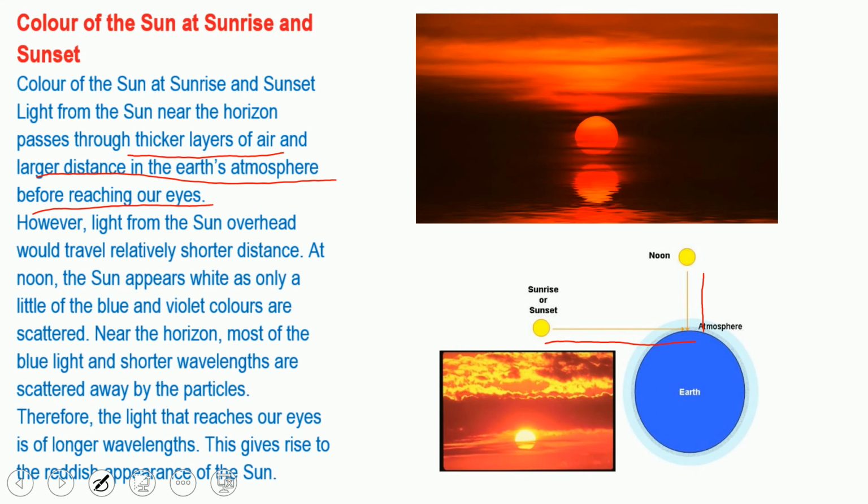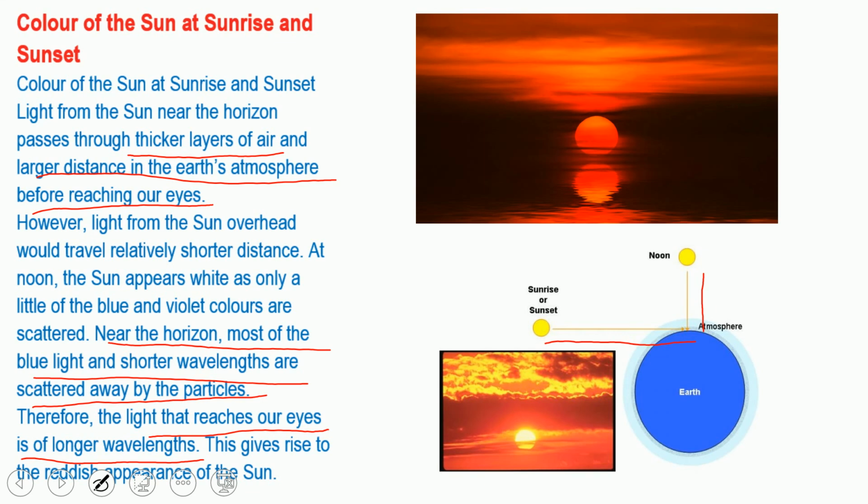But near the horizon, most of the blue color and short wavelengths are scattered away by the particles. Understand? Everything is scattered away. Therefore, the light that reaches our eye is of longer wavelength, only the longer wavelength will reach. Now, one thing you should understand: someday it is possible to ask why we can't see it as green, why it is like that. Now look, among the other wavelengths, which is prominent.